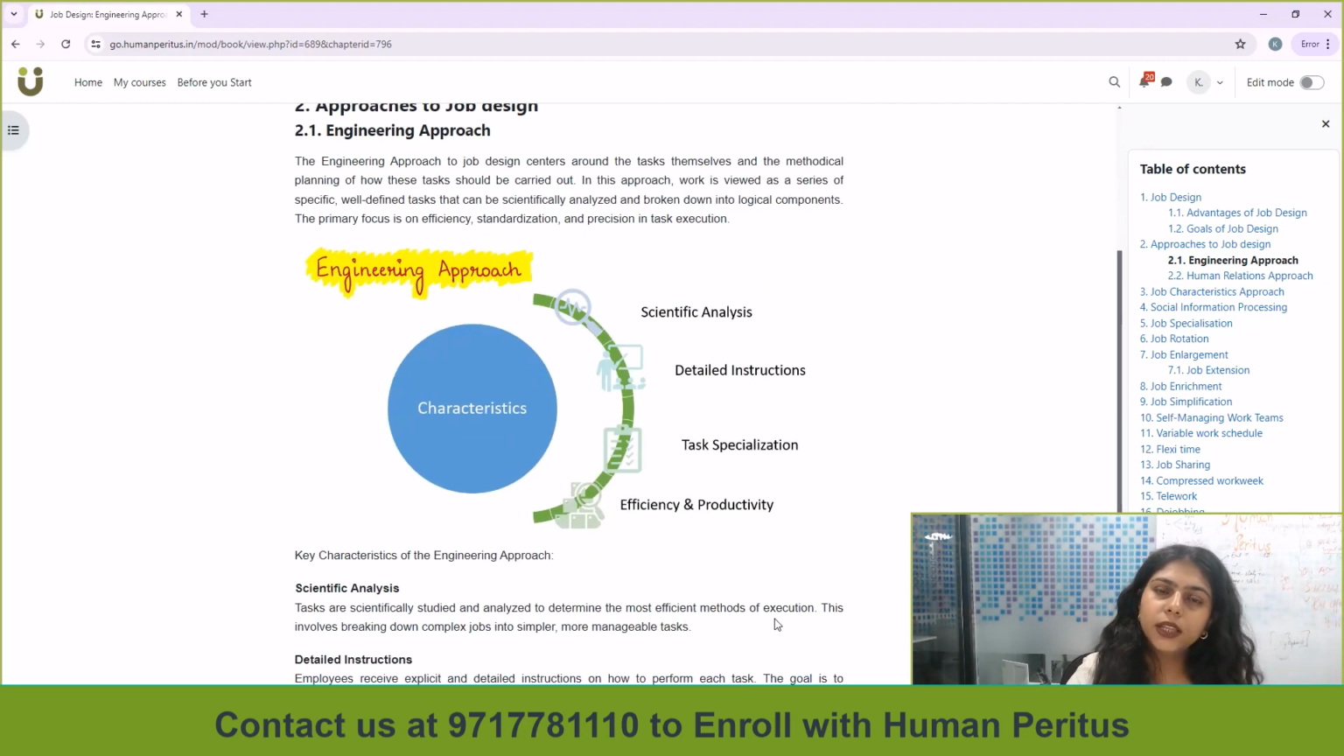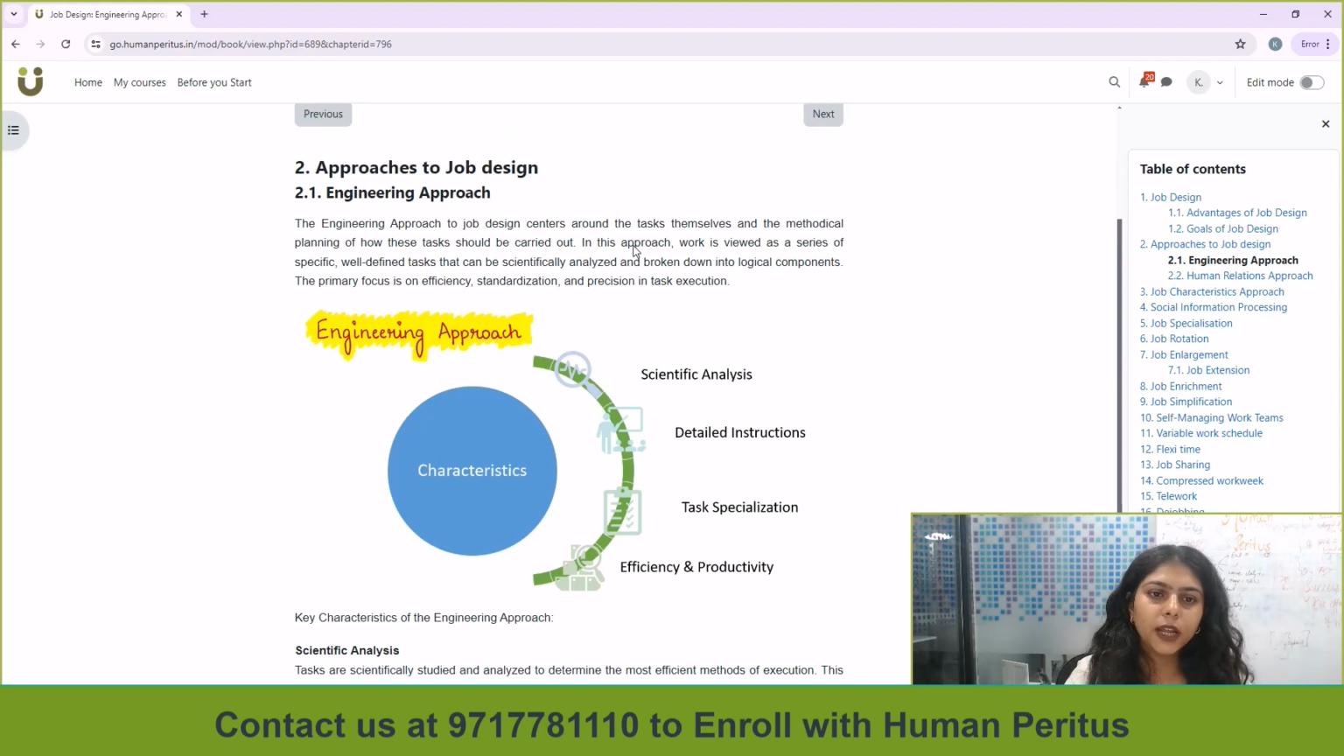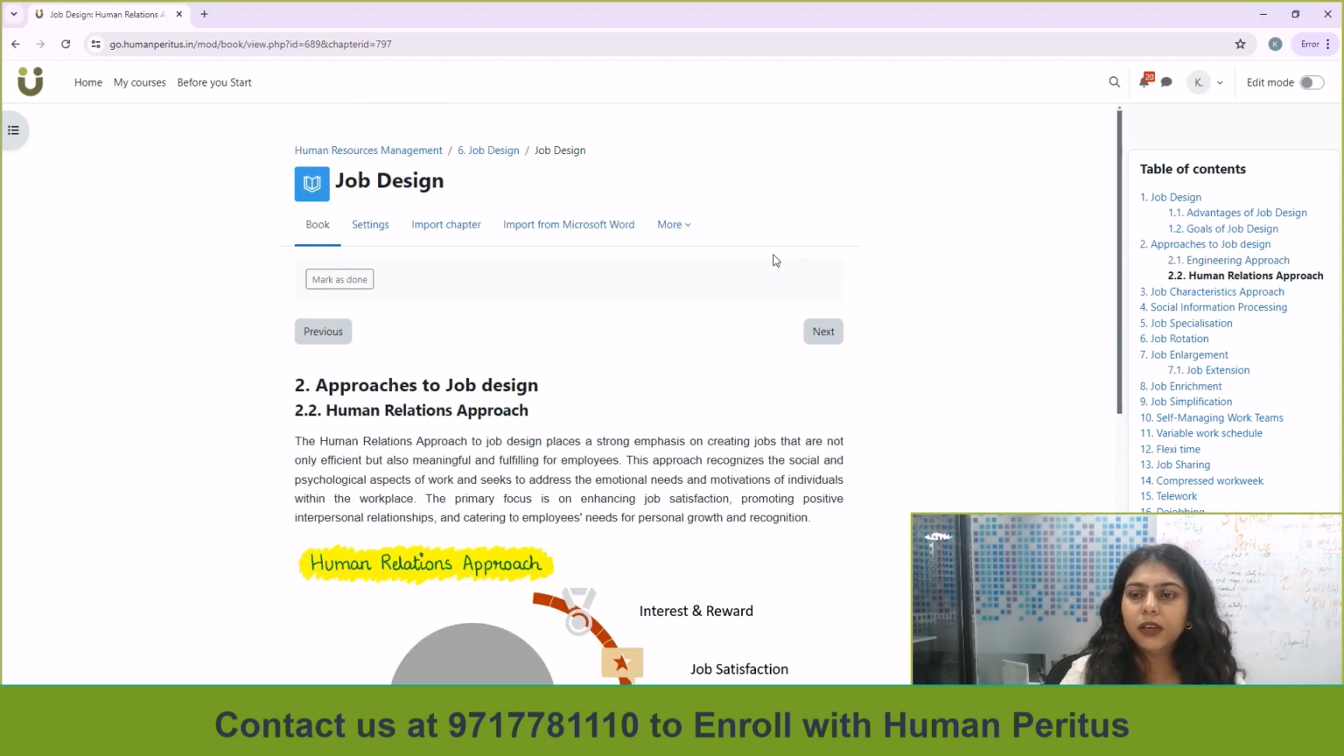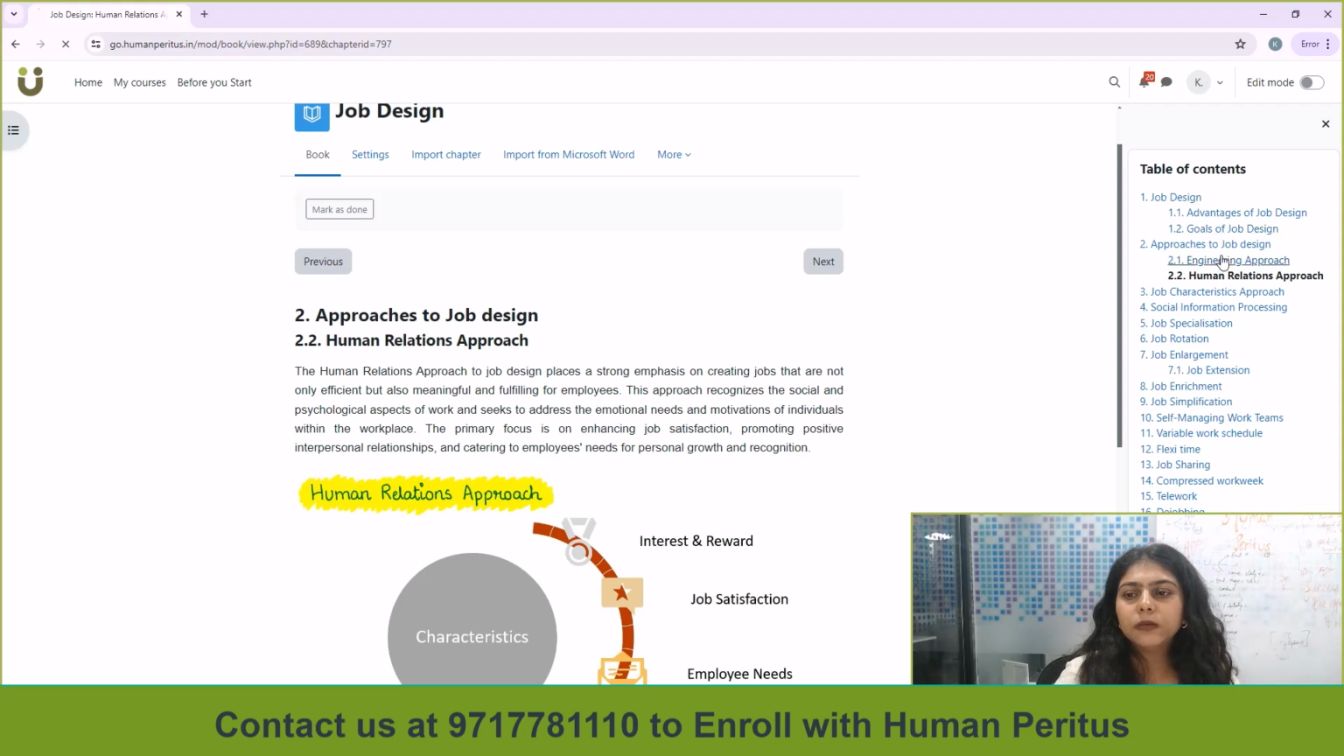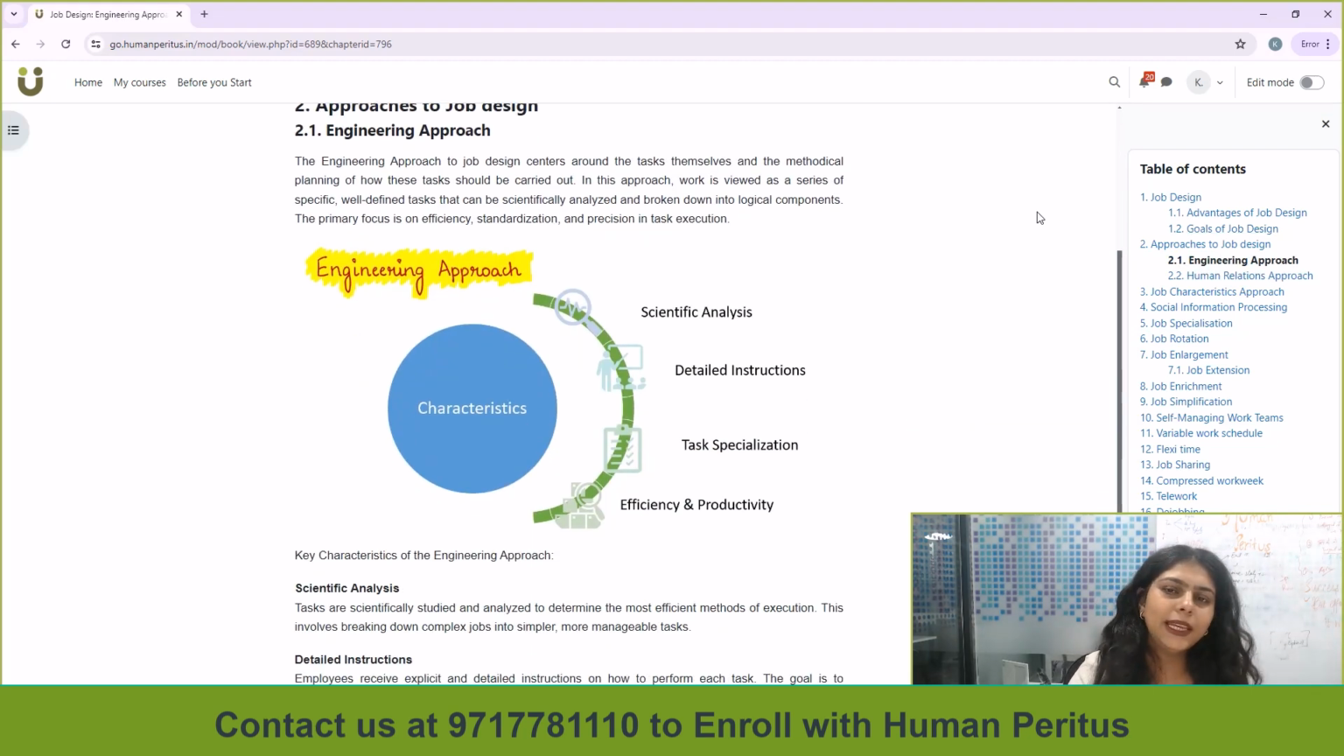How can the process of job designing happen? So we have two approaches for that. One is the engineering approach and the second one is the HR approach. Now, there is one very key difference, and that is that the engineering approach was more heavily focused on how you could increase or optimize the organization's efficiency and productivity, so you can get the most out of your employees.